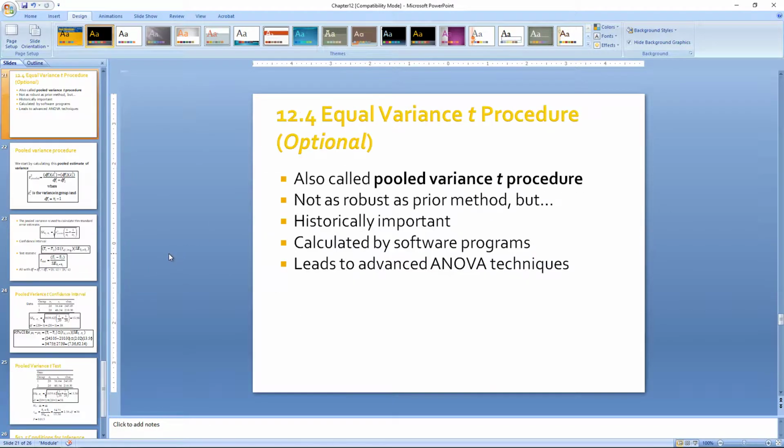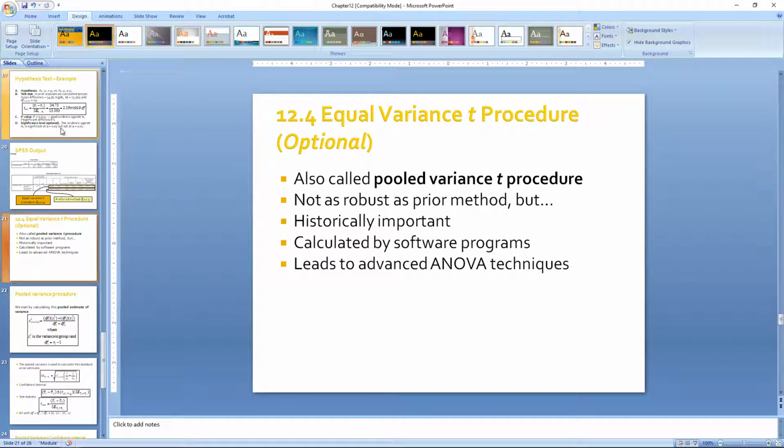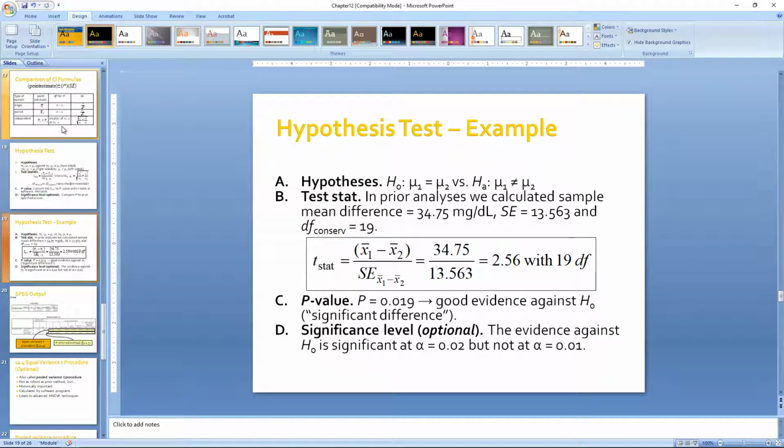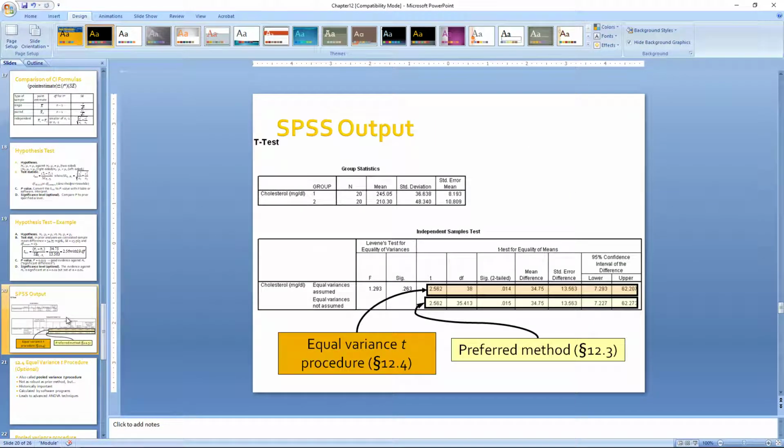Heading back to our PowerPoint. So where did we leave off? We did hypothesis testing, we did the example, and then here's how the SPSS output looks. This is what it would pop out in SPSS if you did it, where SPSS has a little bit better software in that it actually calculates the equal variances assumed and equal variances not assumed for each of these, which is what we're going to get into right now.